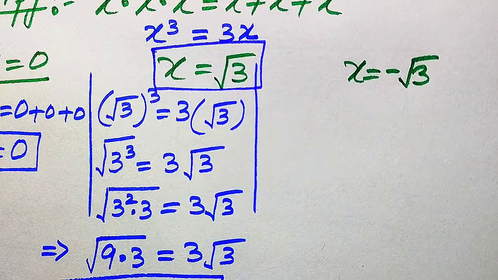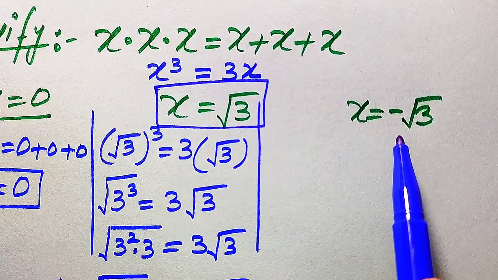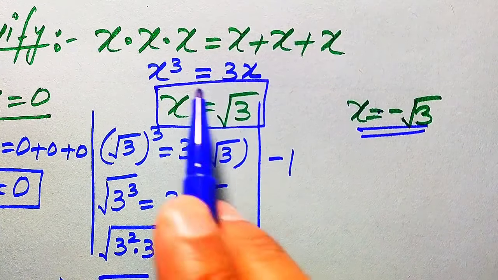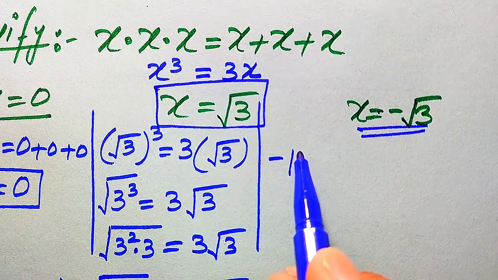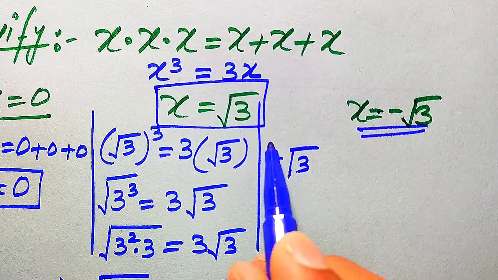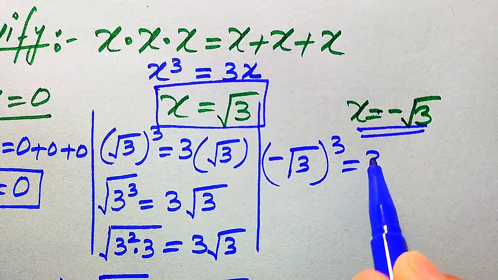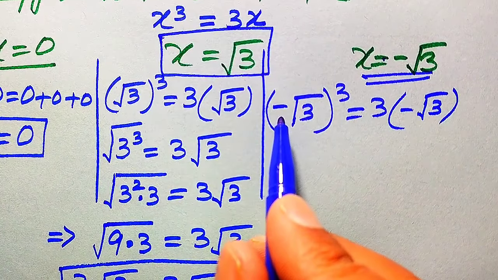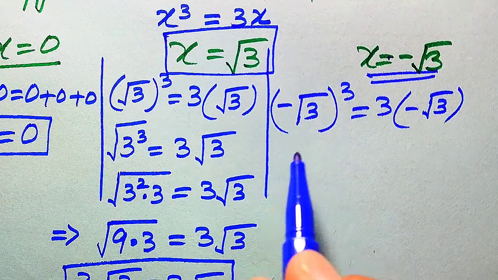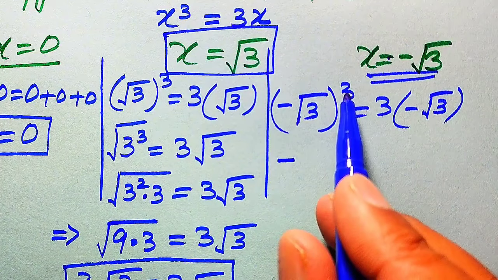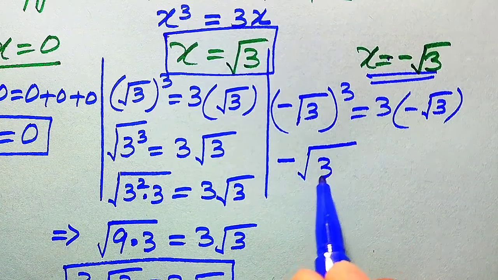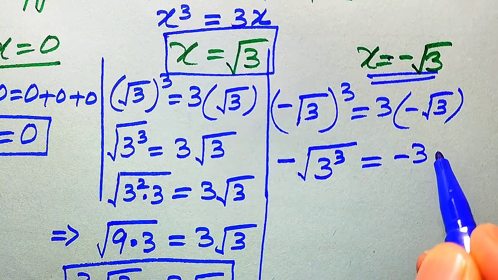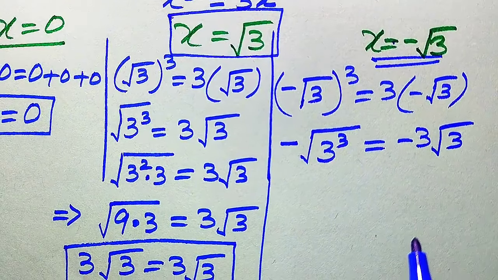And now we move towards our third value of x, and now we put this value of x on both of the sides, and it will be written as minus square root of 3 and its whole cubed is equal to 3 times minus square root of 3. And you know that when we take the cube of a negative term, it will become negative. And here we move this 3 inside the square root sign and it will become 3 cubed. And this is equal to, here we have minus 3 times square root of 3.